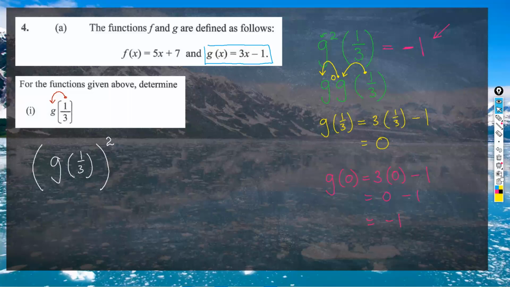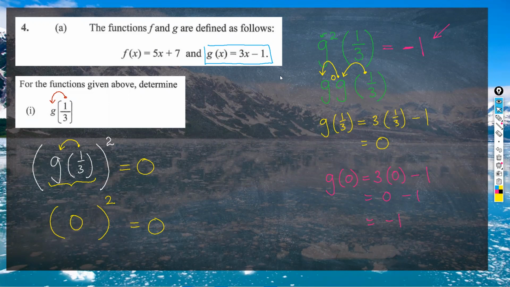In this particular question, because of the big brackets and according to BODMAS, we have to work out this first. Now, we already know what we're going to get when we find g(1/3). We did it twice just now. So when we put 1/3 into g, we're going to get 0. And now we have to do what with that final answer? Square it. But 0 squared is 0. So the final answer is 0. Please make a mental note of the difference between these two questions. It makes a big difference where the squared is located.